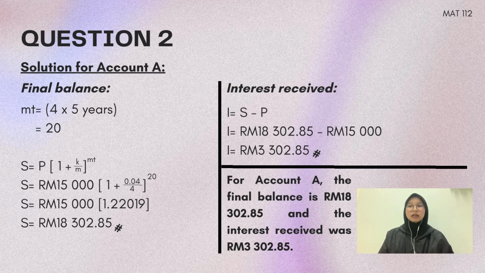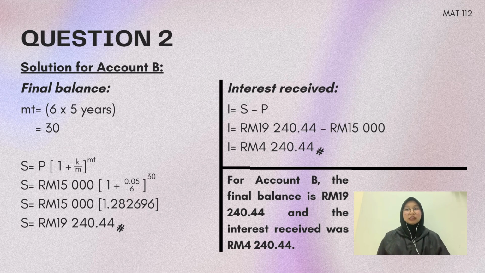So the final calculation is RM18,302.85. Next, for the interest received, we use this formula, which is I equal to S minus P. So I equal to RM18,302.85 minus RM15,000. So we get the interest as RM3,302.85.